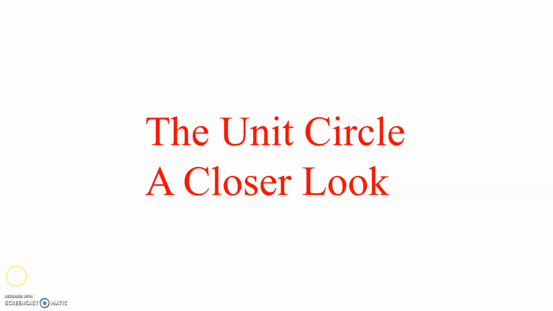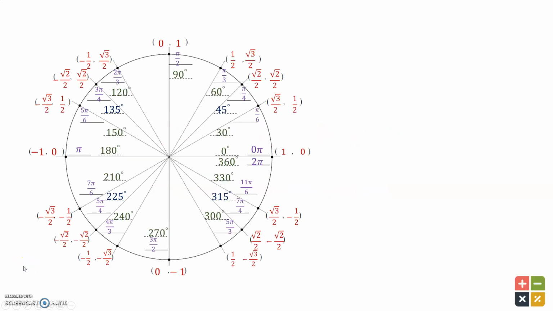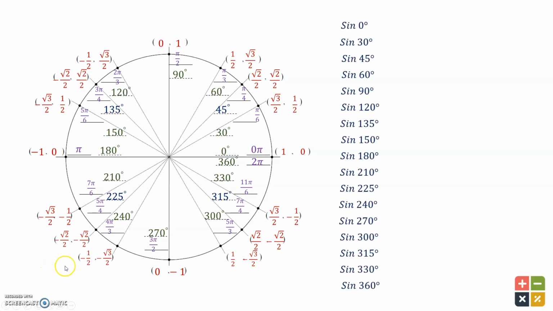Okay, in this video lesson, we're going to take a closer look at the unit circle. Up to this point, this is what we've created with our unit circle. So now what we're going to do is try to implement a little bit of trigonometry into our unit circle. So we'll first start with our first trig function, sine. And so we'll look at the sine of all of the angles represented in the unit circle.